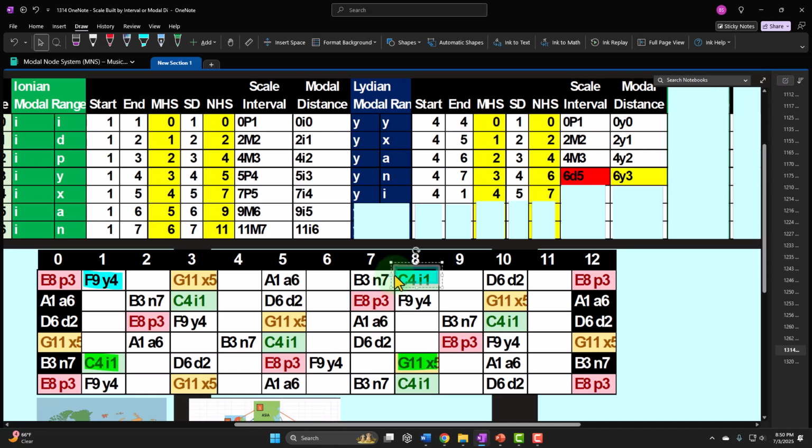Okay, what is going on with this? I need to make that smaller. Okay, so what do we call that? We're going to call that a 7-node away perfect 5th. I'd rather call it a 7-node away from the Lydian node 4th modal half step, which would be the 5th scale degree.